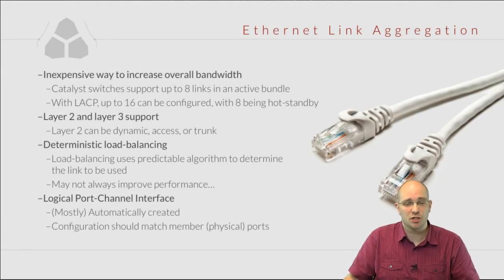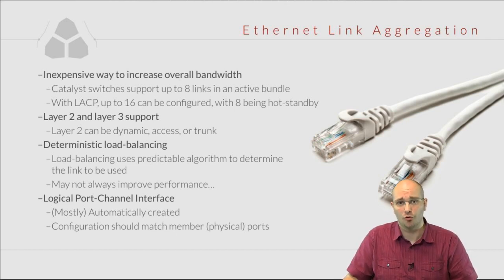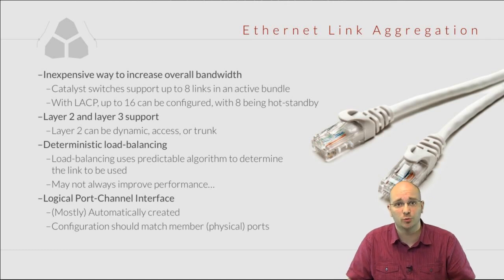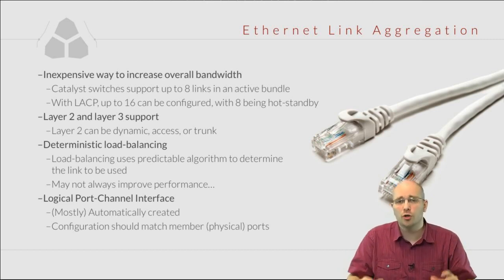Ethernet link aggregation is a relatively inexpensive way to increase overall bandwidth available between two devices. These two devices can be two switches, or a switch and a router, or a host and a switch, or a host and a host. There are really no limitations on what can be done here. Of course, we are going to focus only on Ethernet link aggregation between two switches.